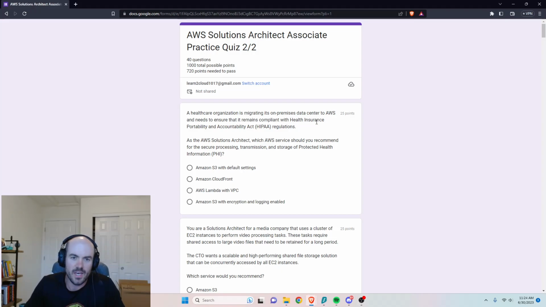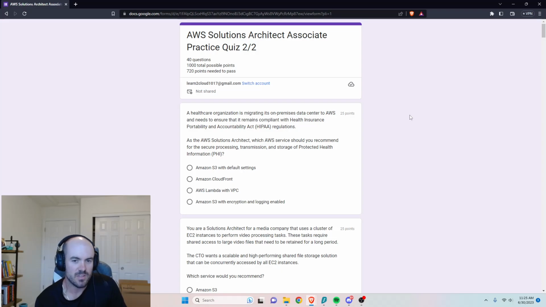So we have a healthcare organization that is migrating its on-premise data center to AWS, and they need to ensure that they remain compliant with HIPAA regulations. It's a big deal with healthcare. So as an AWS Solutions Architect, which AWS service should you recommend for the secure processing, transmission, and storage of protected health information? So right away, we are going to be taking note of the fact that it says processing, transmission, and storage. Okay, so we're looking to do a few things here.